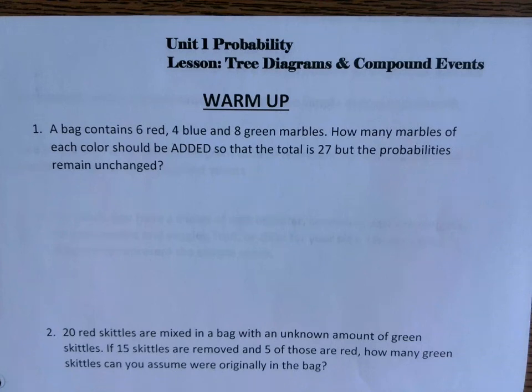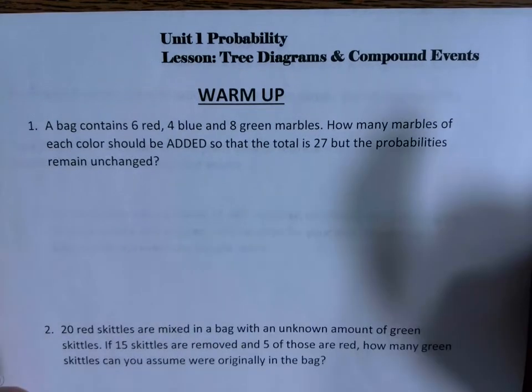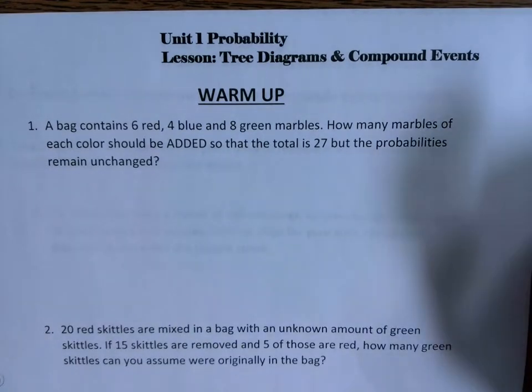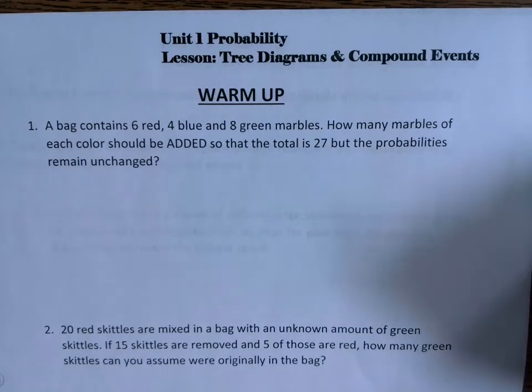Them up. Problem number 1, it says a bag contains 6 red, 4 blue, and 8 green marbles. We want to know how many marbles of each color should be added so that the total is now 27, but the probabilities will still remain unchanged. Okay, so we have currently 18 marbles in the bag.